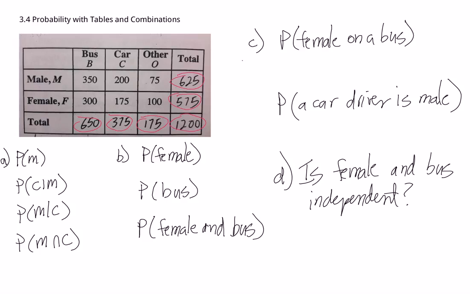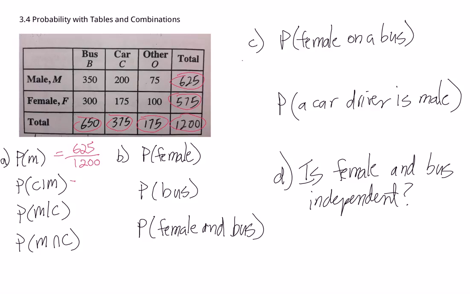So the first one I've got here on letter A is, what's the probability that if we picked one person at random, we would get a male? Well, we can see here our total number of males is 625. And our total number of people was 1200. So we'd have 625 males out of the 1200 total, and that would be our probability. You'd want to reduce that fraction or change it to a decimal or percent, but we won't bother wasting time doing that. We'll just look at the total fraction, and that's it.